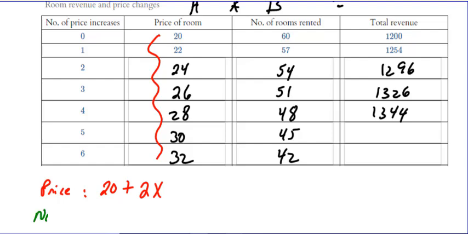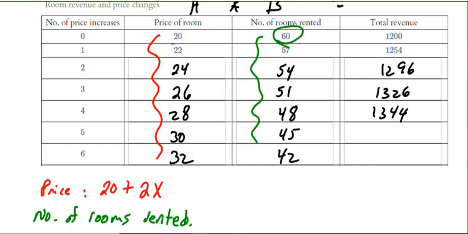And then number of rooms rented, that would be looking at this. This would be, okay, your beginning amount. So on this one, the beginning amount was 60, minus 3X, okay? And then these two multiplied together would give you total revenue.